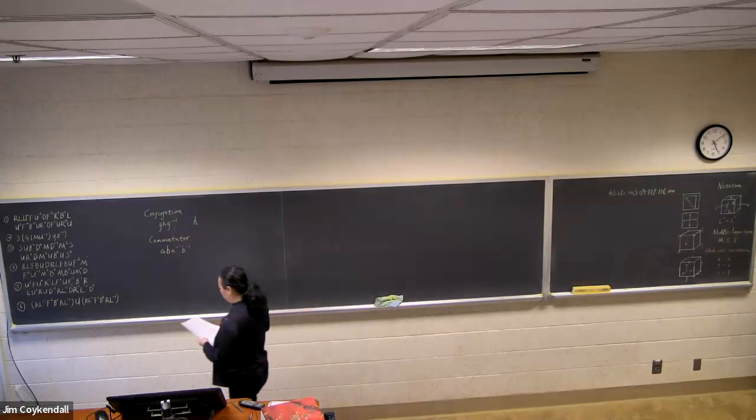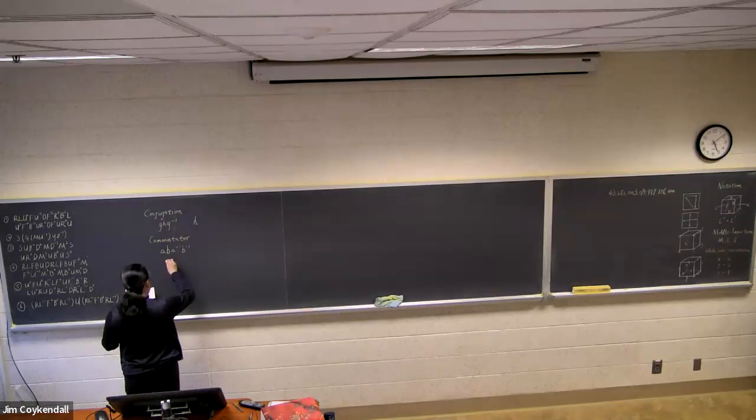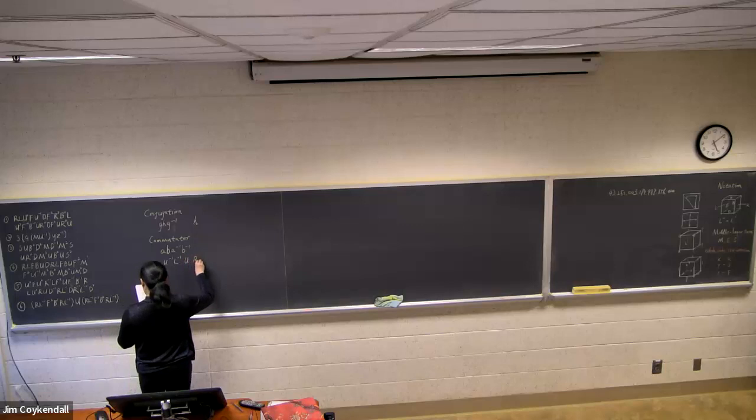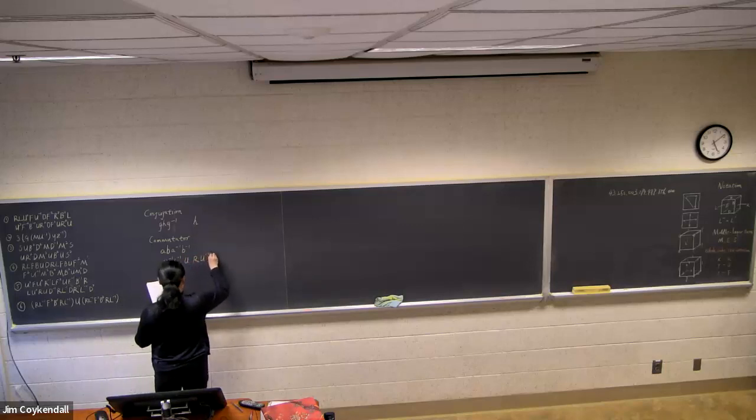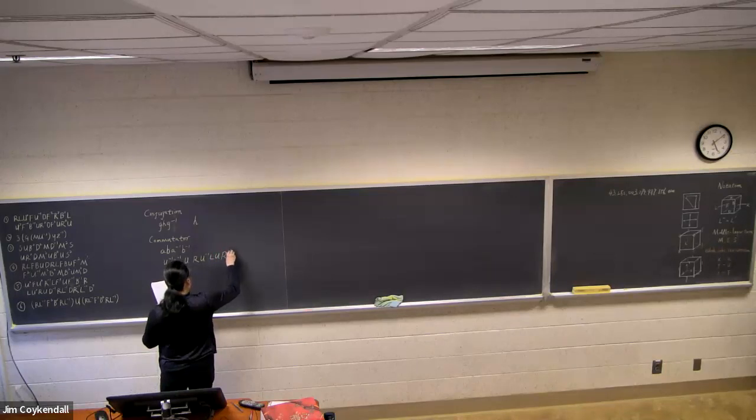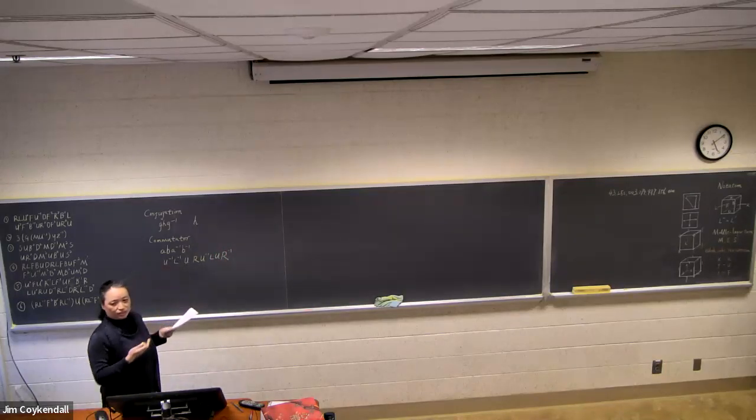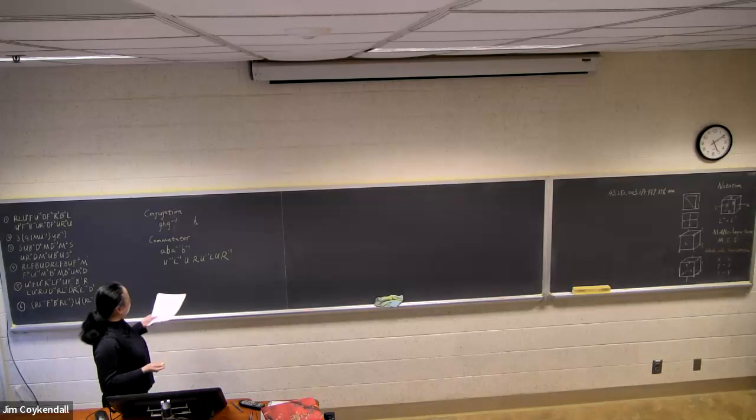For example, this one: U inverse L inverse U R U inverse L U R inverse. This one works in the way I just described. And do you see it's a commutator?